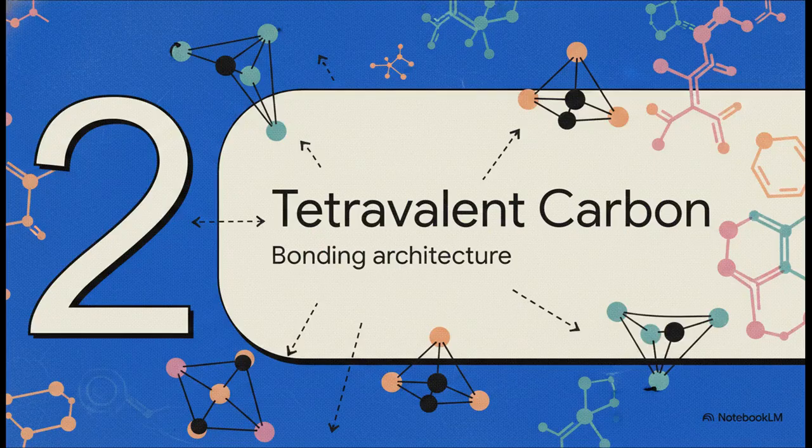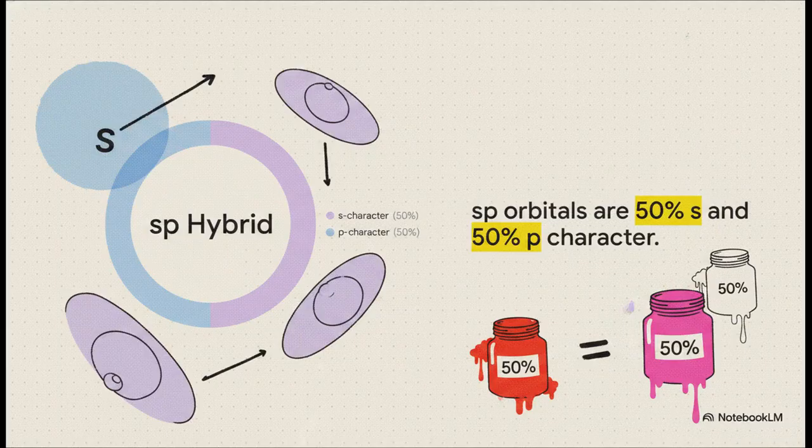Section 2. Carbon's tetravalent architecture. Let's zoom into the micro level. So the real magic of carbon is tetravalence, its fundamental ability to form 4 distinct covalent bonds. But to understand how it does that, we have to talk about hybridization.